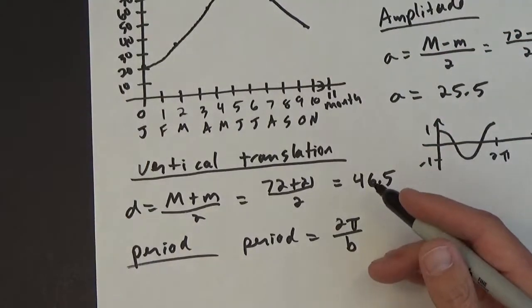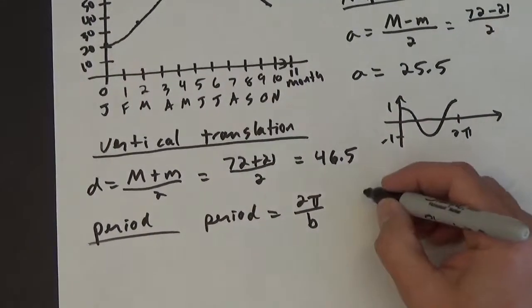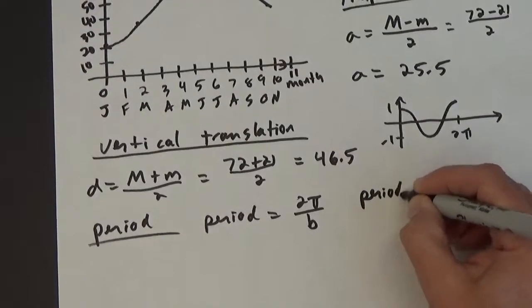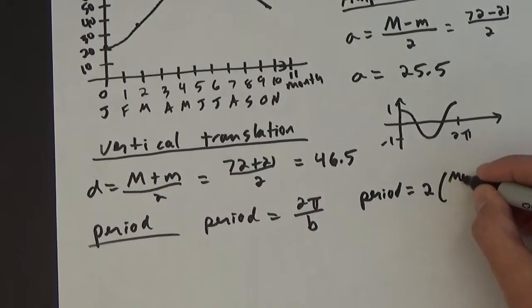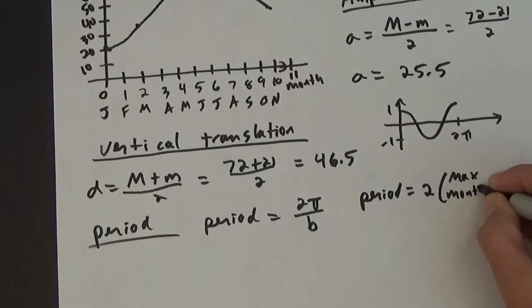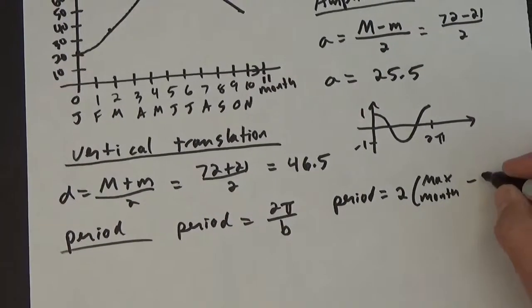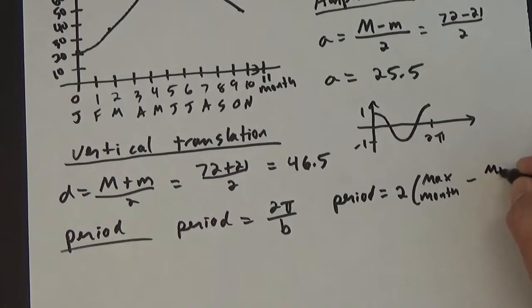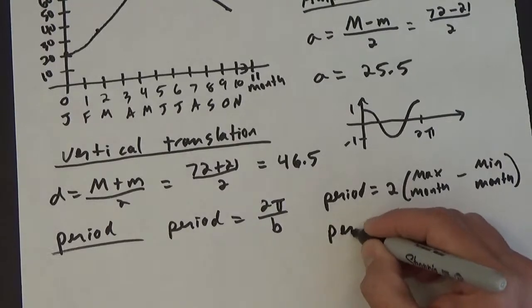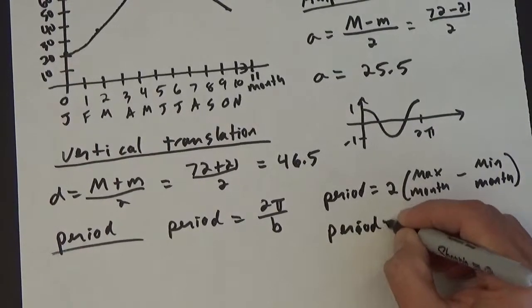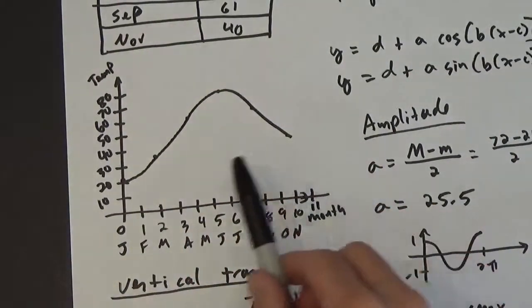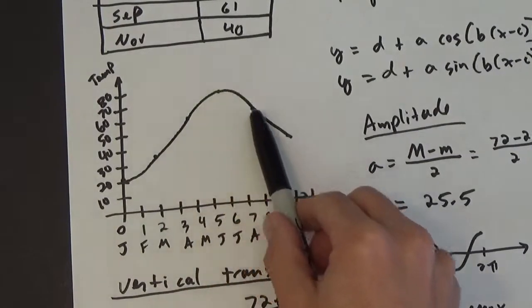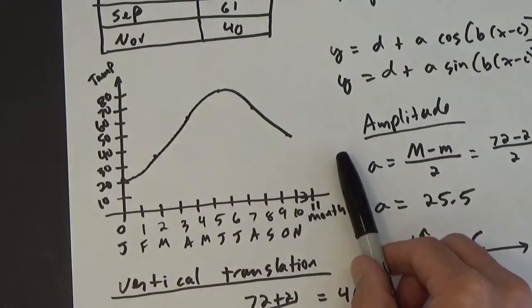And so one thing that makes it easy is our period is equal to 2 times our max month minus our min month. And what that does for us, if you think about it, is that when we have a period, we're doing one full cycle. So if we were to start at the bottom, go to the top, and go back down to the bottom, that would be 1 period.